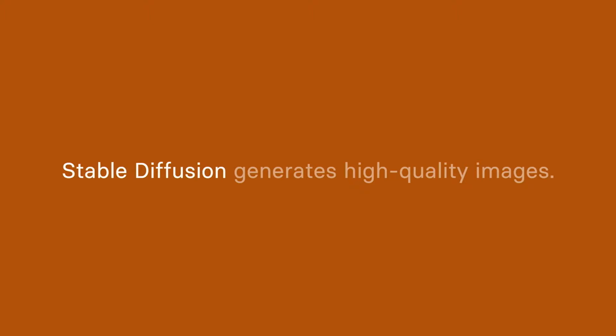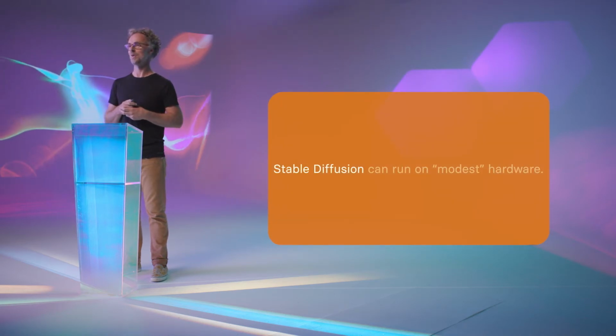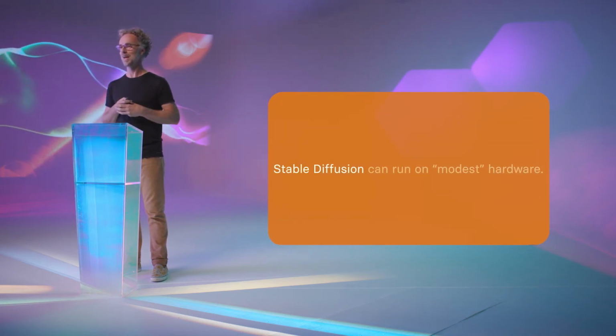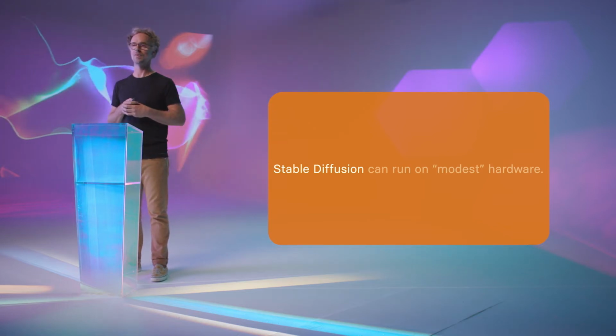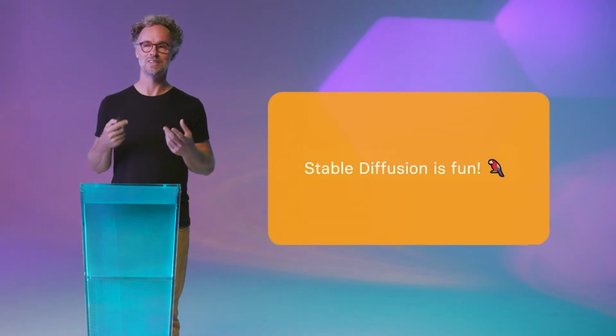open source models. It can also run on modest hardware. That is to say, it can run on your M1 laptop, for example, or it can even run on some machines that only have a CPU. Most importantly, Stable Diffusion is really fun to use. So let's look at some of the innovations that users in the open source space have created with Stable Diffusion.